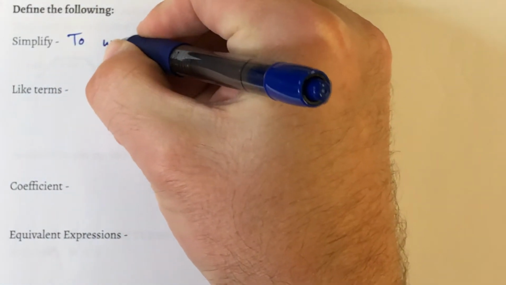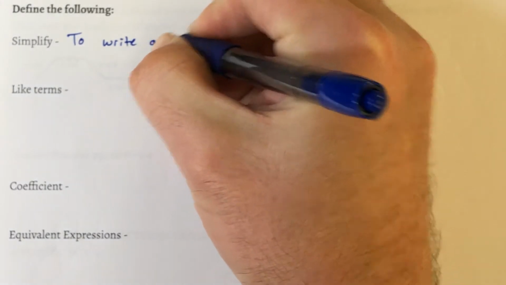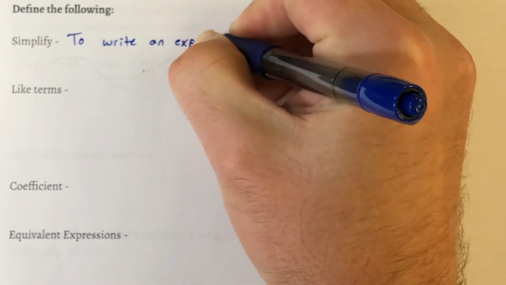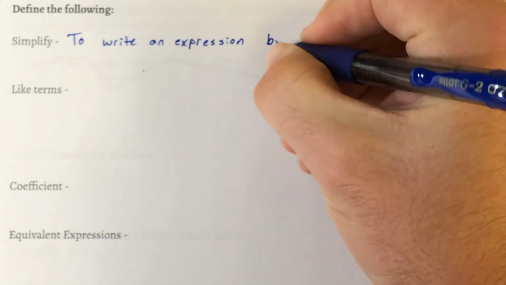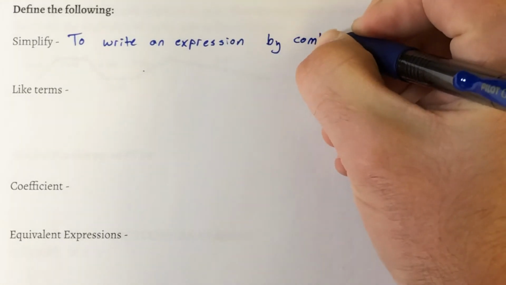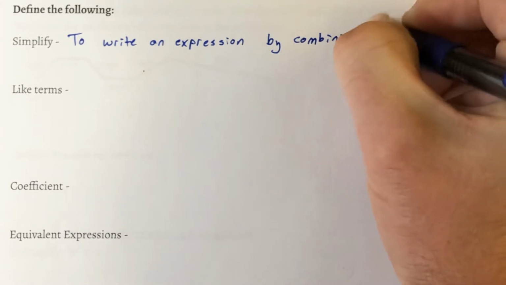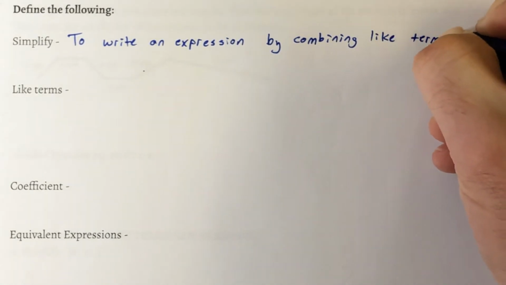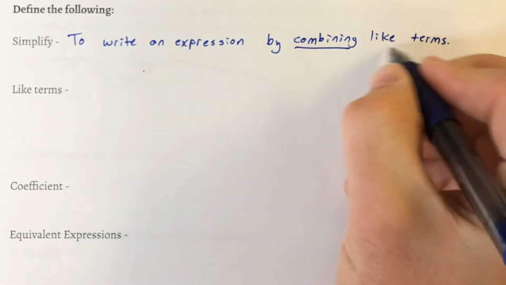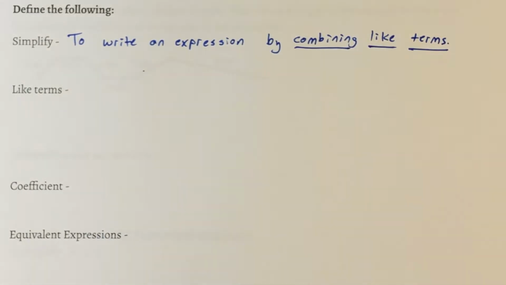So simplify means to write an expression by combining like terms. Combining like terms means taking terms that are similar to each other and combining them through addition or subtraction.